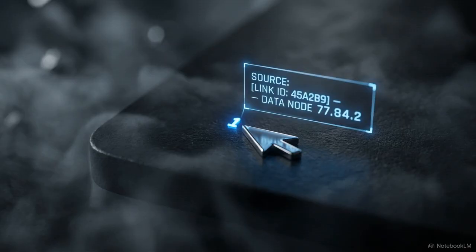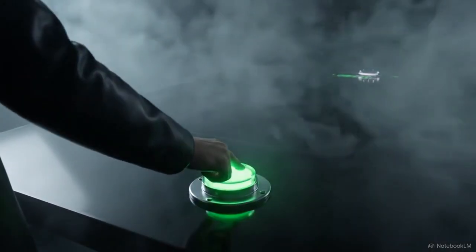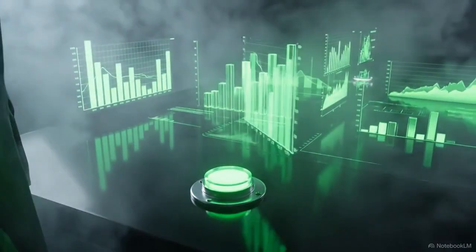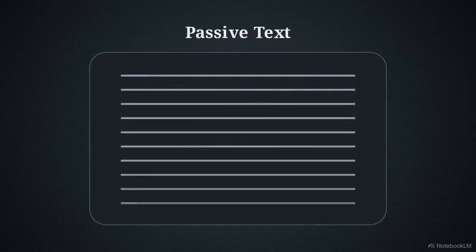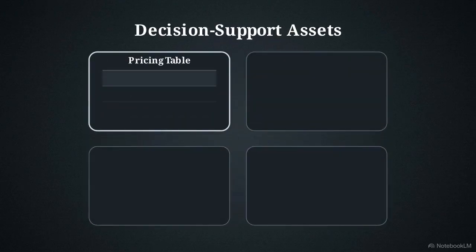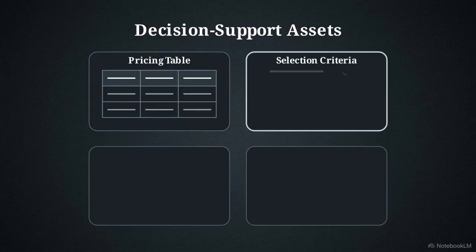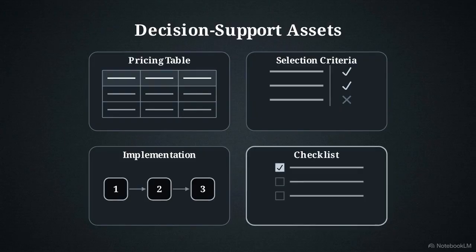Citation is only part of the opportunity. To recommend a product or service, the AI looks for content that helps a user take action, rather than content that passively describes a subject. In this diagram, you can see how passive text breaks down into decision support assets. Generative systems pull from explicit pricing tables, clearly defined selection criteria, step-by-step implementation sequences, and interactive checklists.